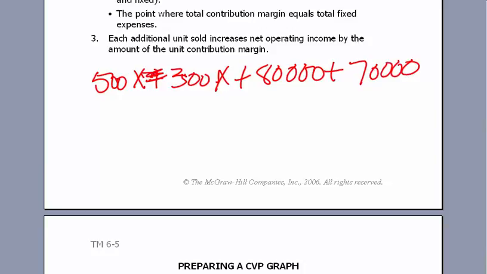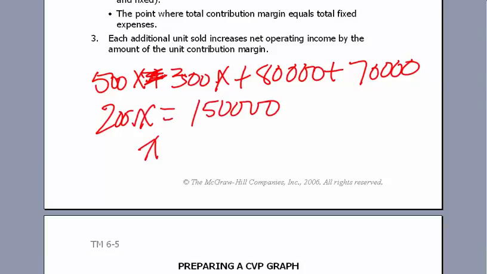So we know that this is my equal sign I messed up on. We got 500x, that's 200x equals 150,000. Now x equals 750 bicycles. So we can turn around and say at a targeted profit of 70,000, then we would need to sell 750 bicycles to reach that profit.